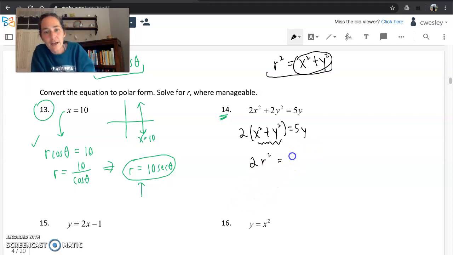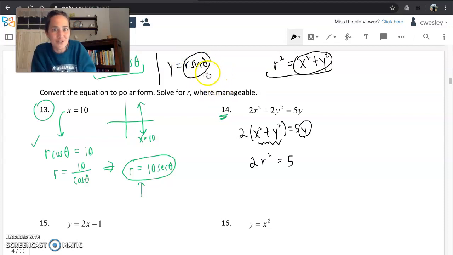On the other side, we have this y that's problematic. We want to get rid of it. Well, did we have another equation we used for conversions? What was y again in terms of r and theta? Y equals r sine theta. So it's like a little cool polar trigonometric puzzle. Here's the puzzle piece. You got to put it in the right spot. 5r sine of theta.